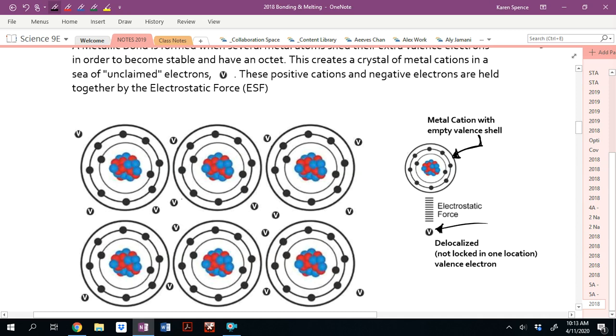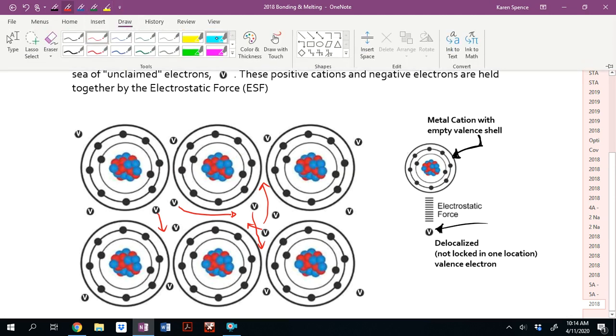So maybe this guy is moving over here, and this guy is now going to move up here, and this one's going to move down here, and this one's going to move this way, and all of the little valence electrons are moving around. Now, in the meantime, we're going to have some forces here. So we're going to have forces.